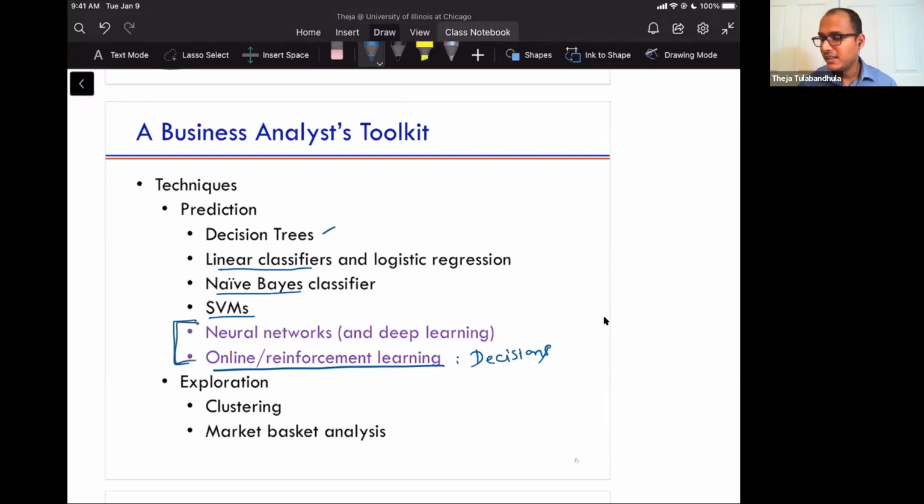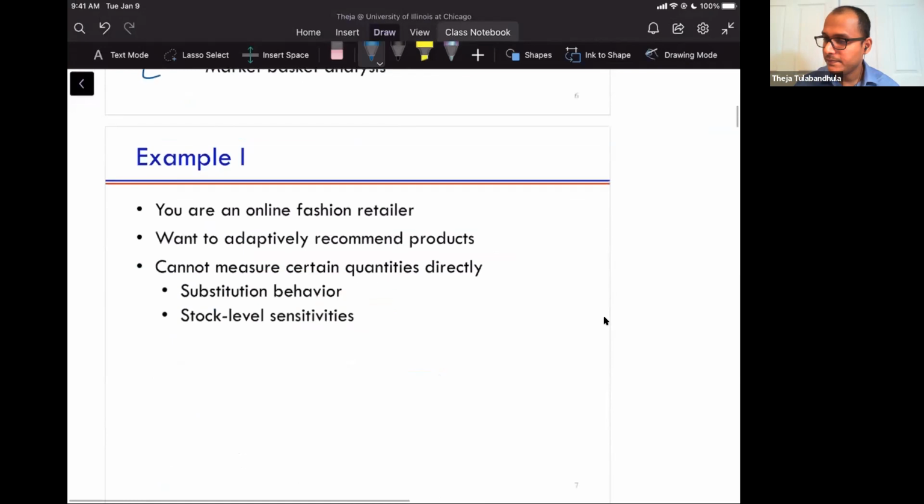Okay. And other things that you've seen which are not really related to prediction, but more like exploratory analysis, are things like clustering and market basket analysis. And you'll see a couple of unsupervised learning techniques even in this course, okay? But they will be related to deep learning.